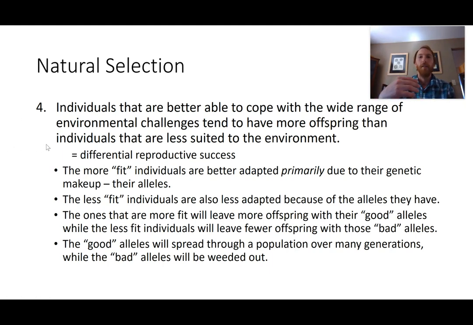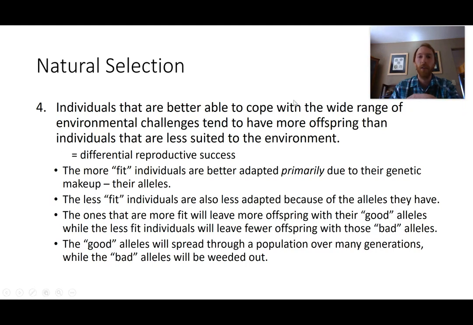Because there are more individuals in any population than the environment can support, some will live to reproductive age and some will not. It's kind of sad, but this is where people get the "nature red in tooth and claw" and "survival of the fittest" and all of that, even though those are a bit exaggerated representations. Individuals that are better able to cope with this wide range of environmental challenges tend to have more offspring than individuals that are less suited to the environment.